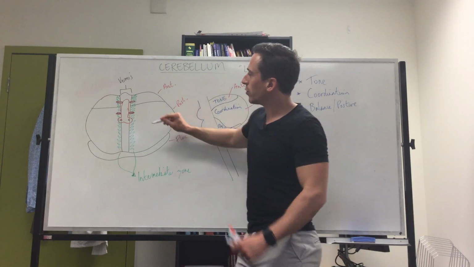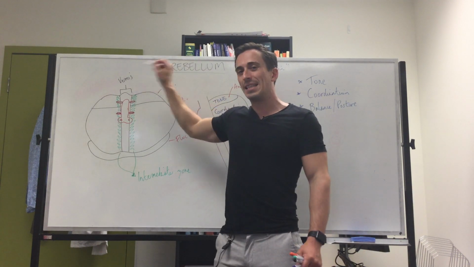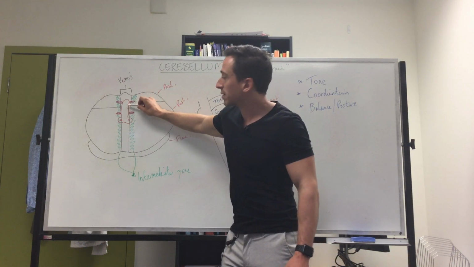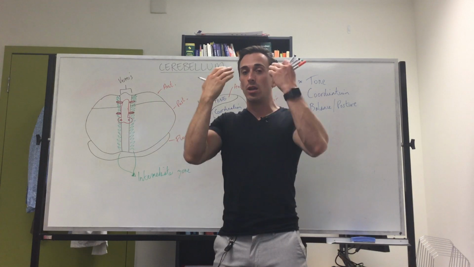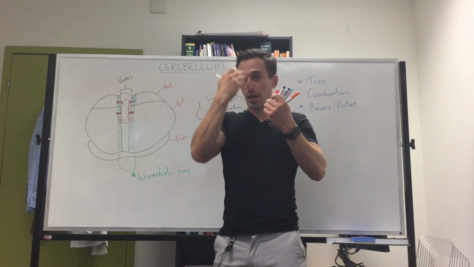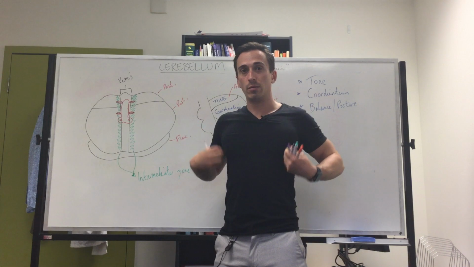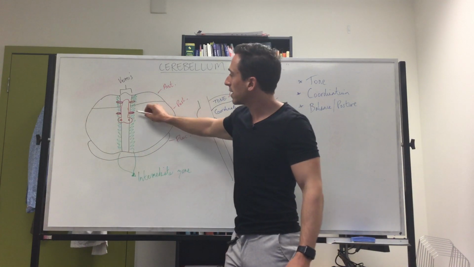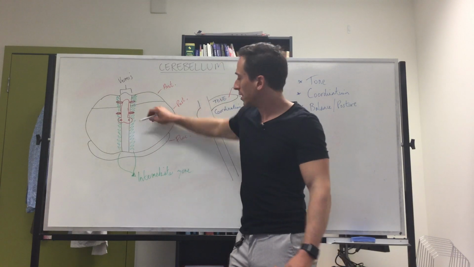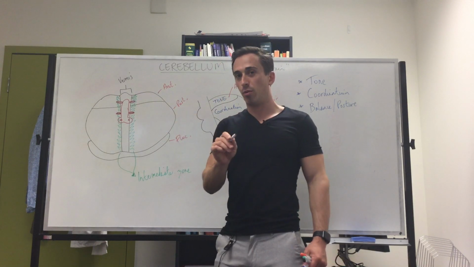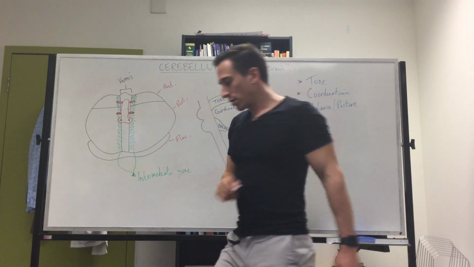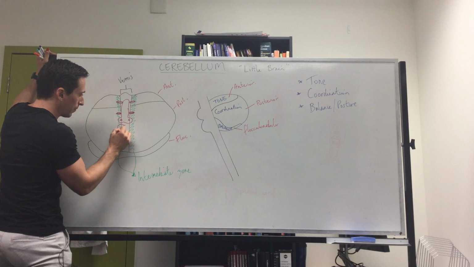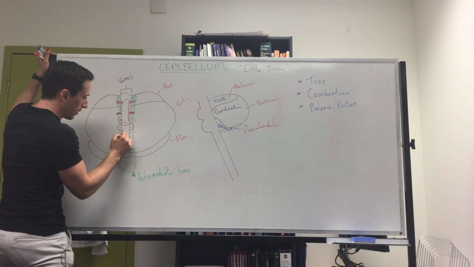Here what I've shown is that the vermis is dedicated to controlling these things for the axial musculature. So that's the muscles of the midline, head, abdomen, torso, and so forth, and that the limbs, the arms and the legs, are predominantly controlled by this intermediate zone. That's important. What you're also going to find is that there's another homunculus or topographical map this way as well.